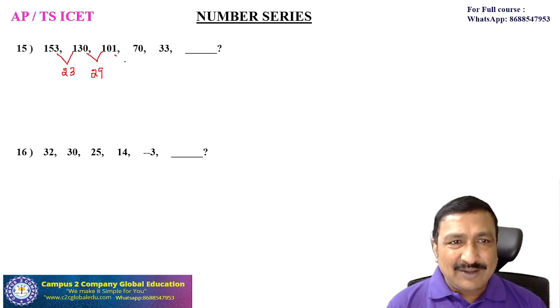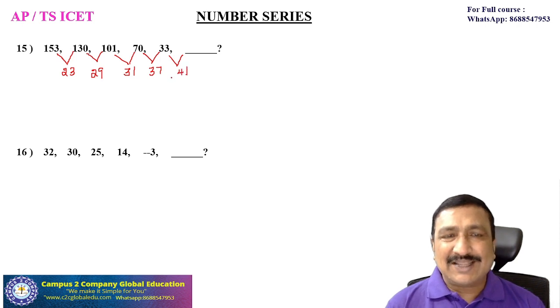And if you look at 101, 70, so decreased by 31. 31 also prime number. And 70 and 33 decreased by 37. So 37 also prime number. So this series is decreased by prime numbers. So 23, 29, 31, 37. After 37, the next prime number is 41.